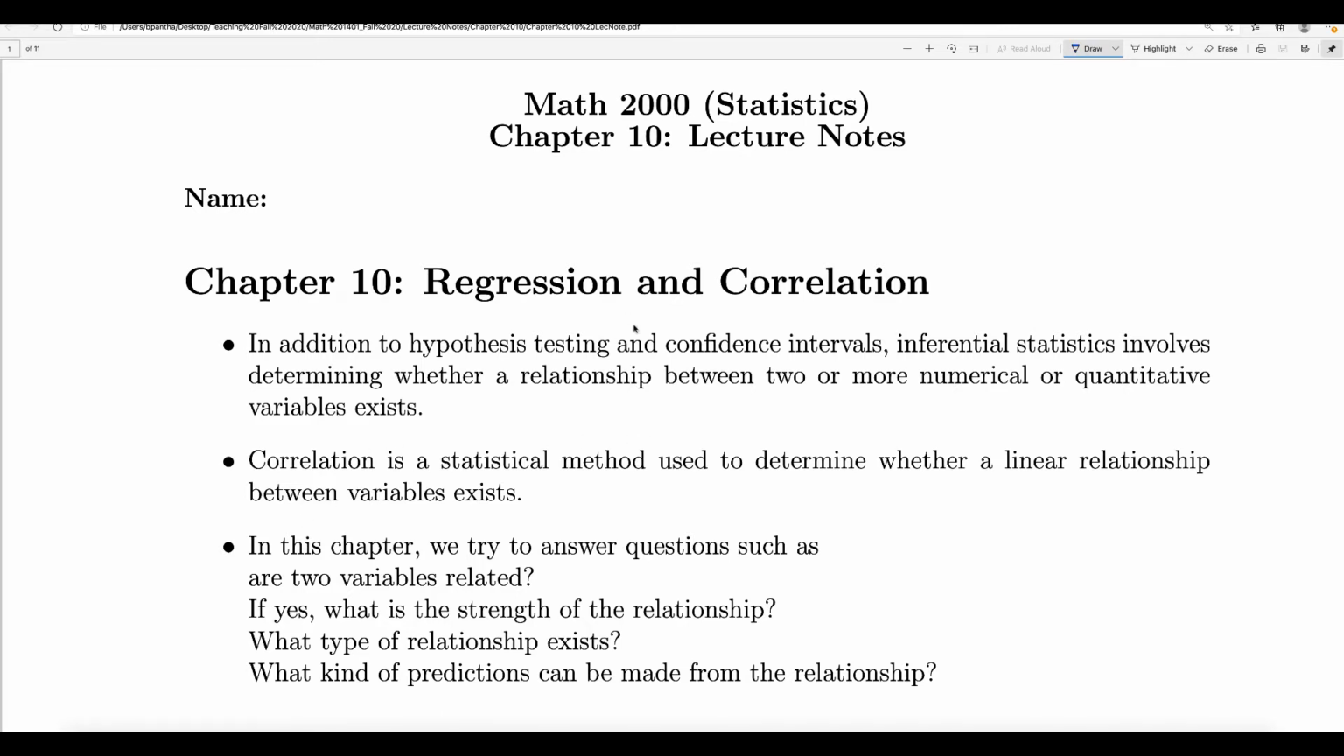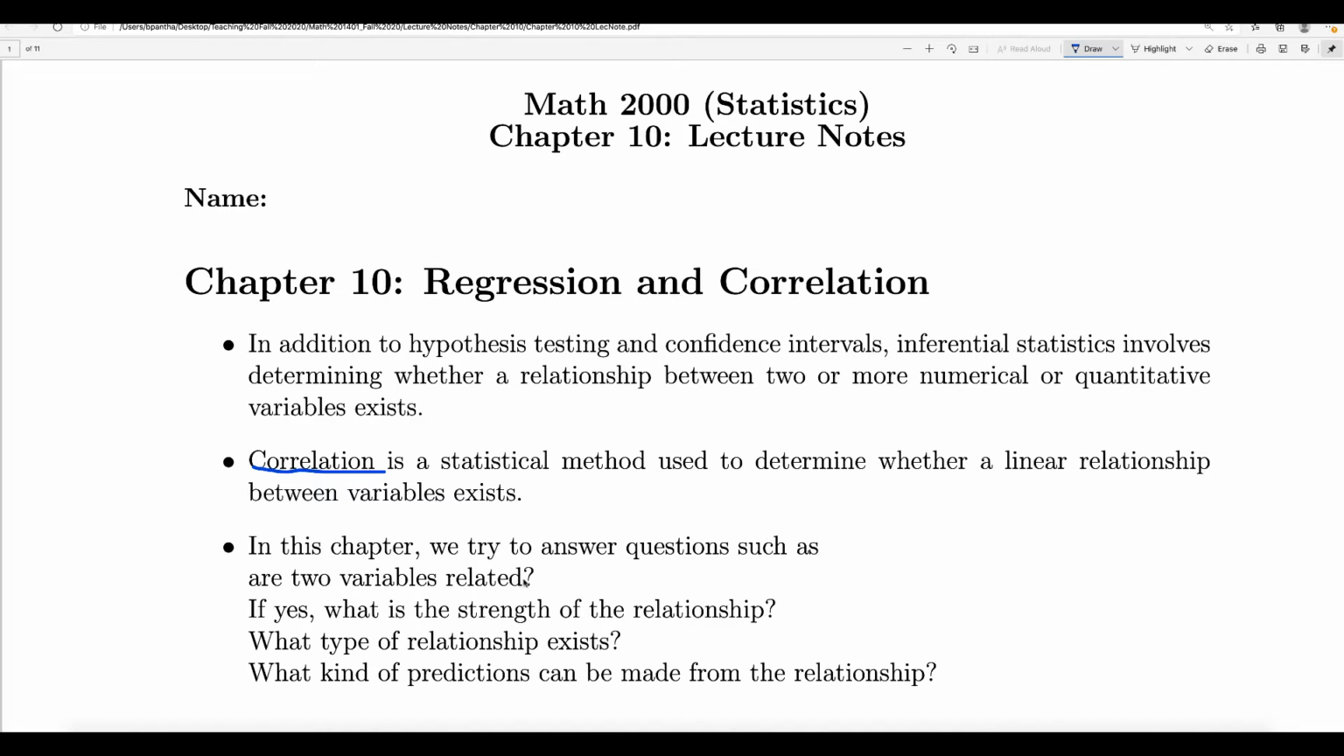The method to find out the linear relationship between two variables is called correlation. Actually, we can find the relationship between more than two variables, but in this course, we will be basically focusing on the linear relationship between two variables. So correlation is a statistical method used to determine whether a linear relationship between variables exists.